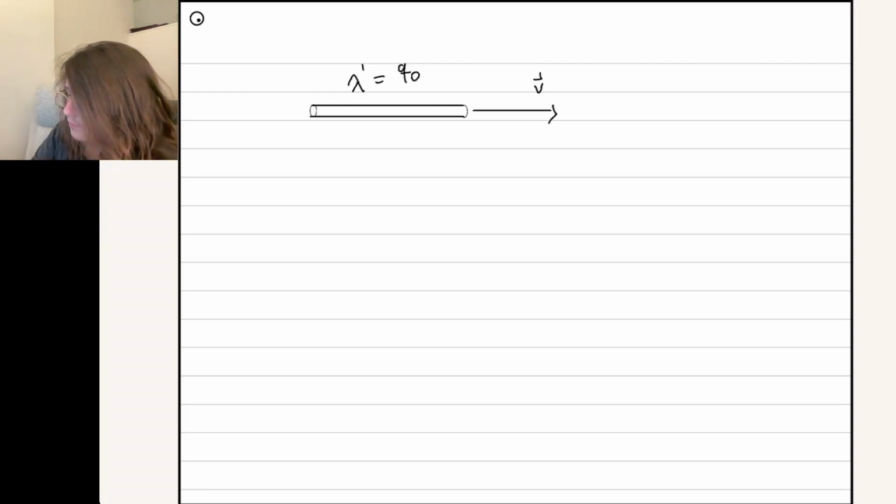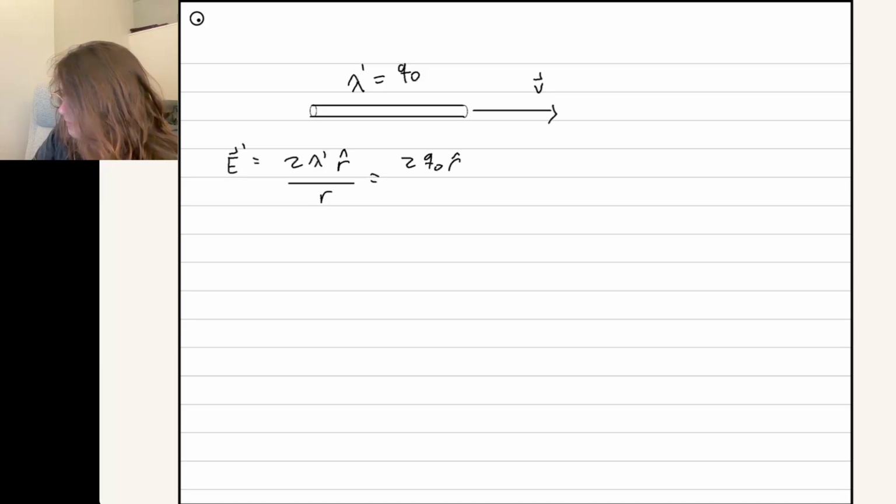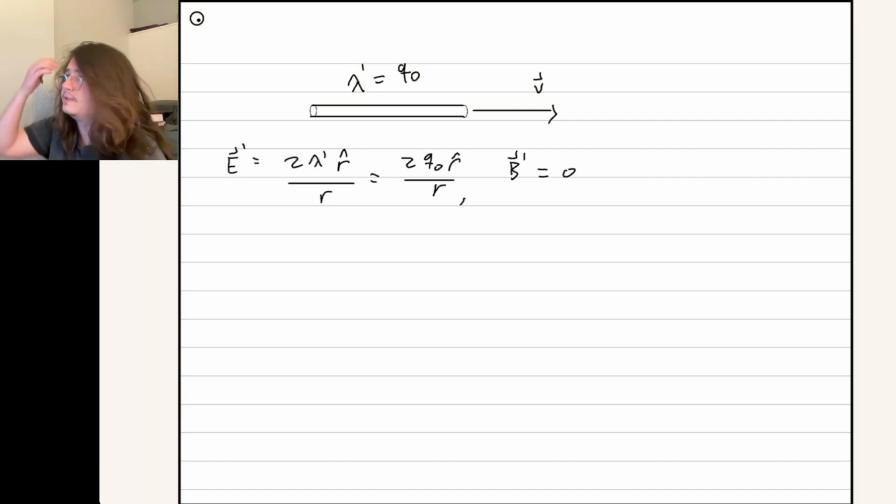So, in its own frame, it just takes the same form as any other line charge field. It's 2 lambda prime r hat over r. So for us, that's 2 q naught r hat over r. Since in its own rest frame there aren't any moving charges, there's no current density, so there's no magnetic field. So B is 0 in its own rest frame as well.